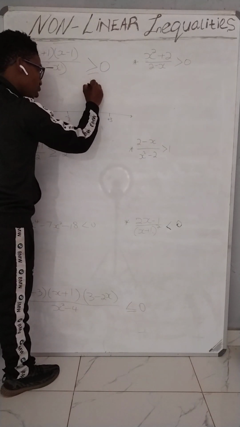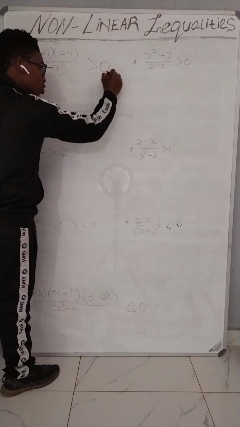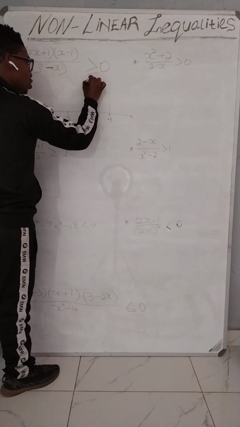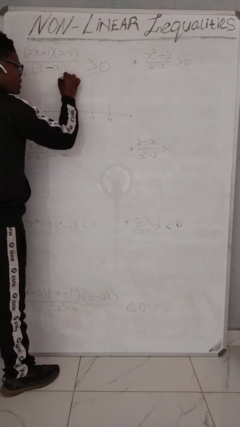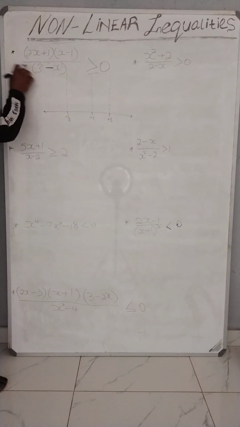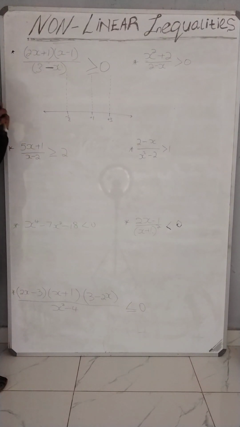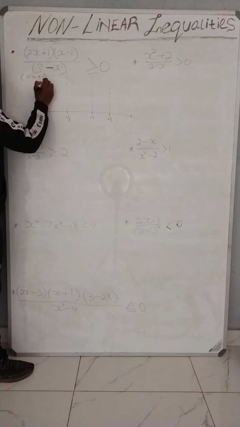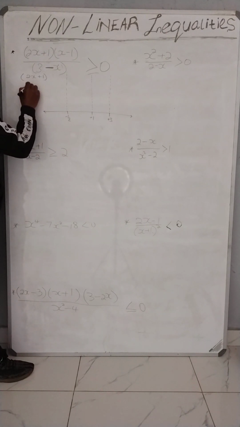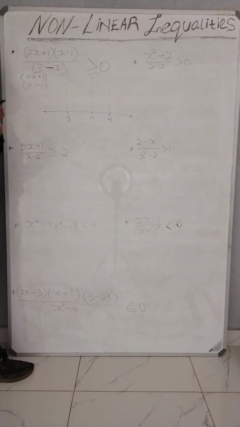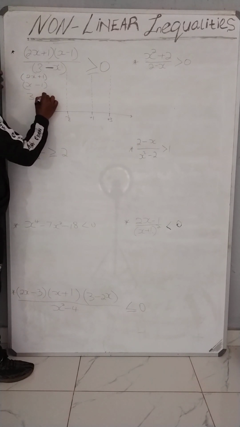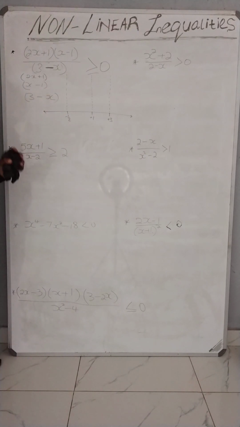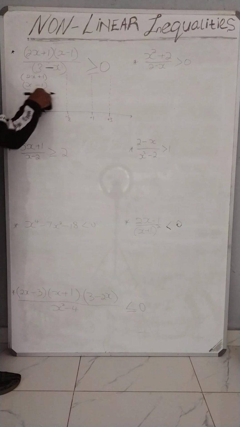So we are going to make these dotted lines on your values to partition them. Okay, now you are going to test your factors. The first factor that you have is 2x plus 1. Walk with me. The second one is x minus 1. The third one is 3 minus x. You have 3 factors now.